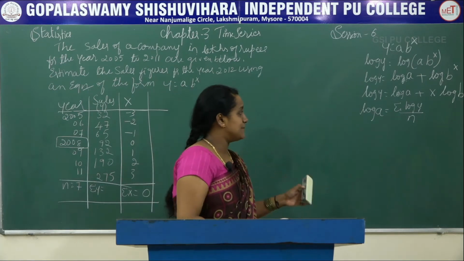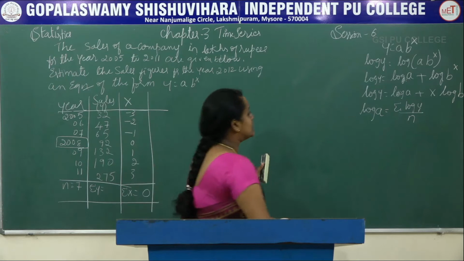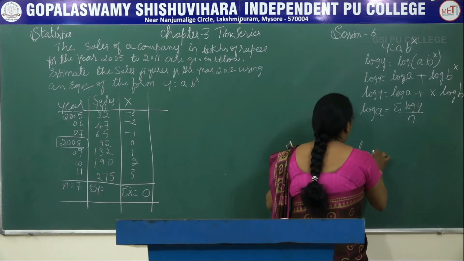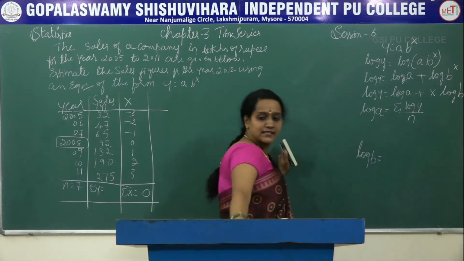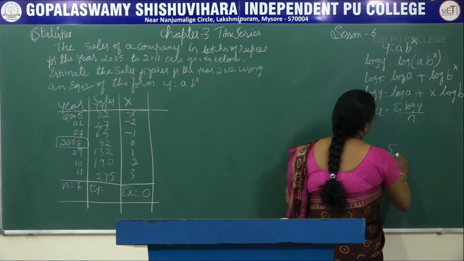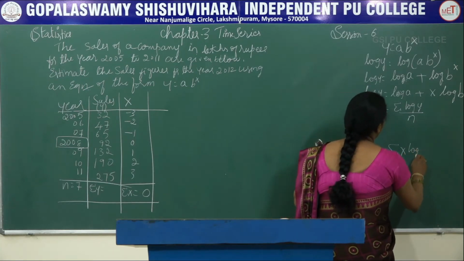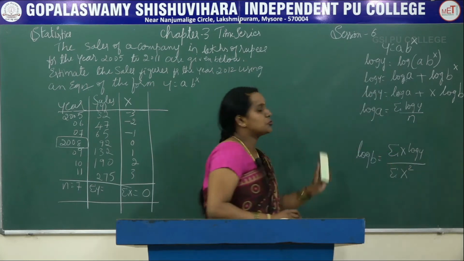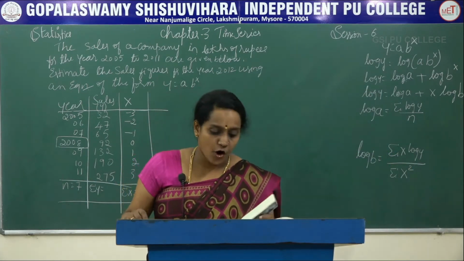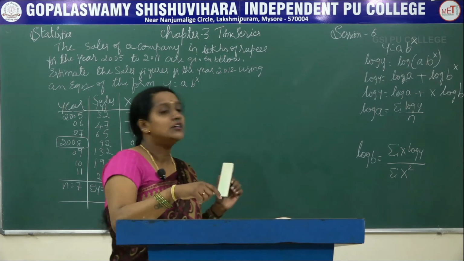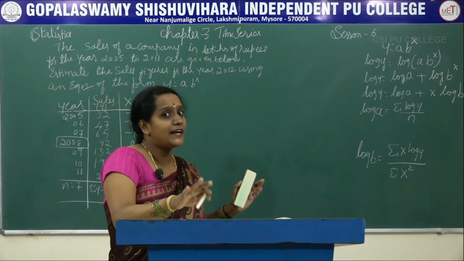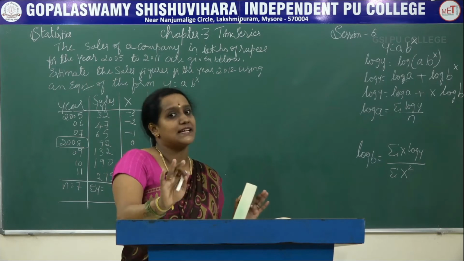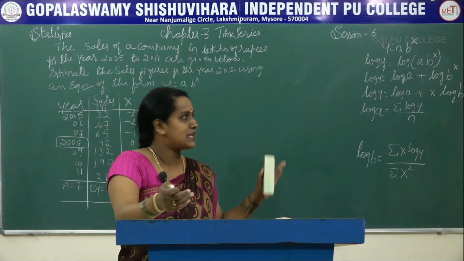Similarly, for log b we have log b is equal to summation of x into log y divided by summation of x square. These two are the formulas to find log a and log b. This is just to find log a and log b, not the constants a and b. Later we will discuss that.